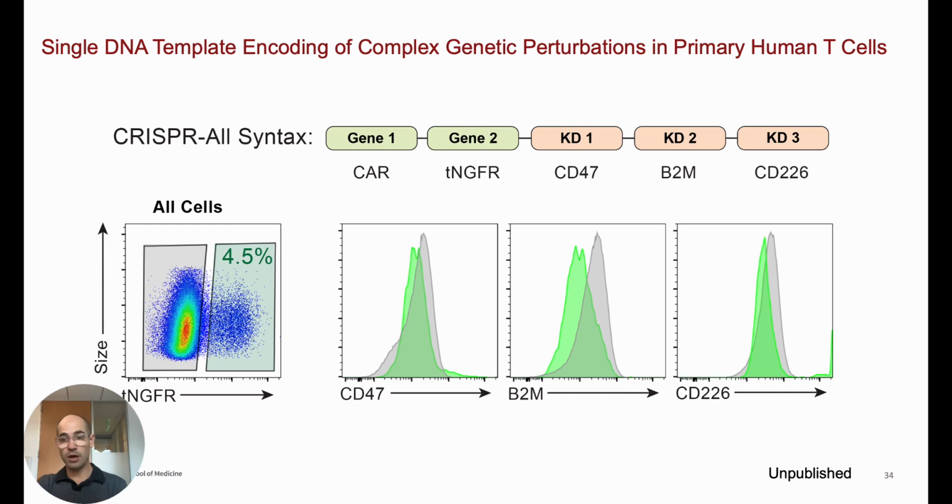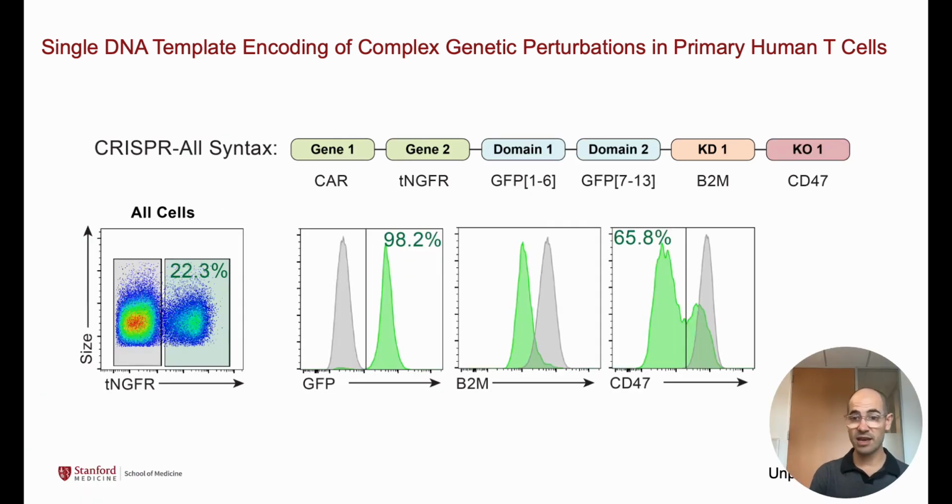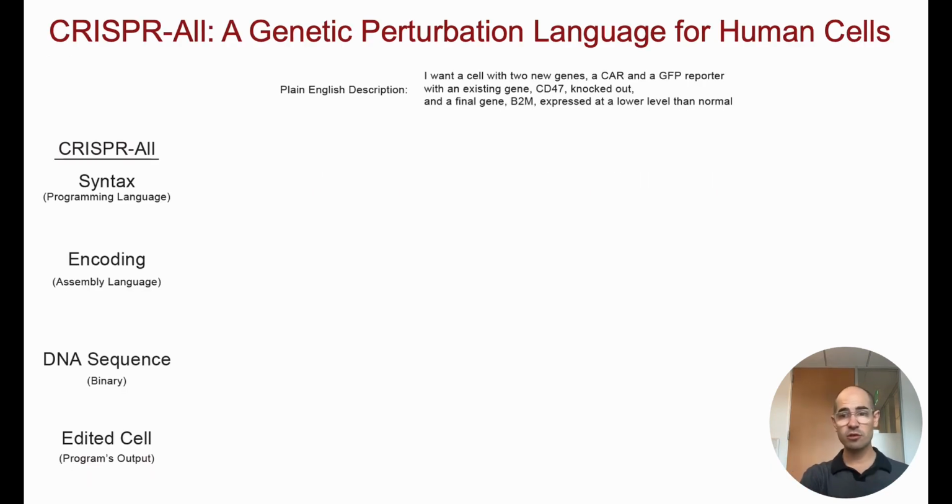And of course, the point is that all of this can be combined together. Here's multiple genes, multiple domains, and knockdowns and knockouts, all happening simultaneously in the same sequence. And so we think of this CRISPR-All system less as another CRISPR screening technology, but actually more of a genetic programming language or a genetic perturbation language analogous to computational programming languages.